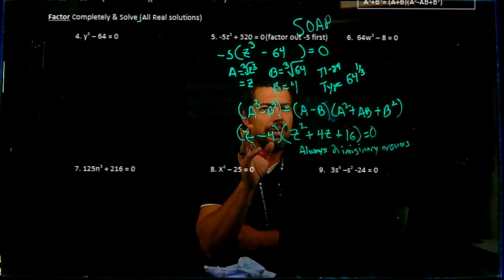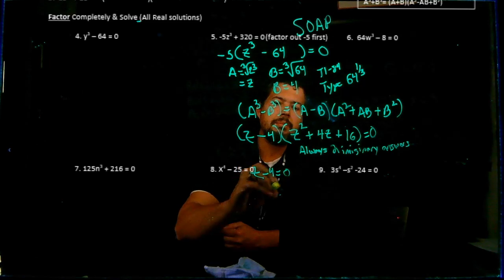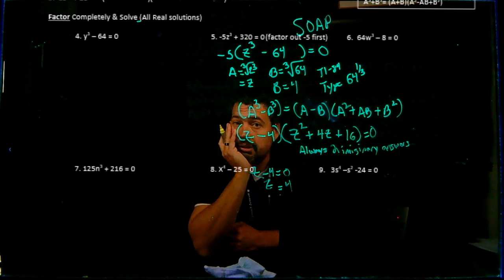So the only real answer here is that using zero product property, z minus 4 is 0, which means z is 4. Now, I'm nice to y'all. A couple years ago, we had to do both of them. So I don't want to hear any complaining because you're doing half the work. You need to get that. You're literally doing half the work.